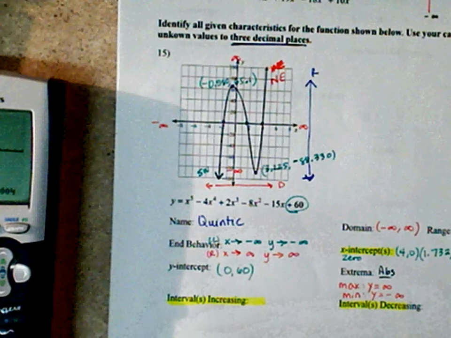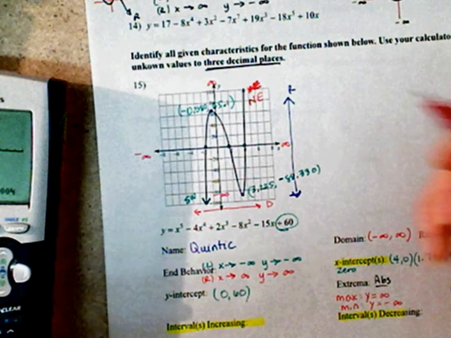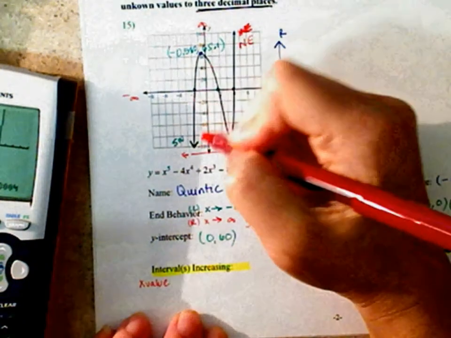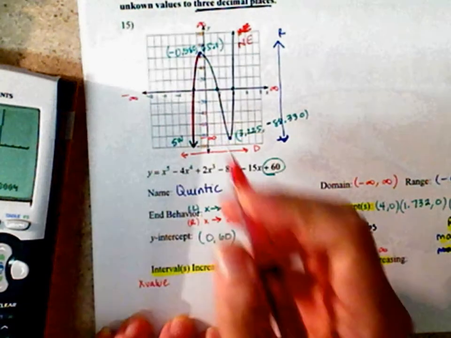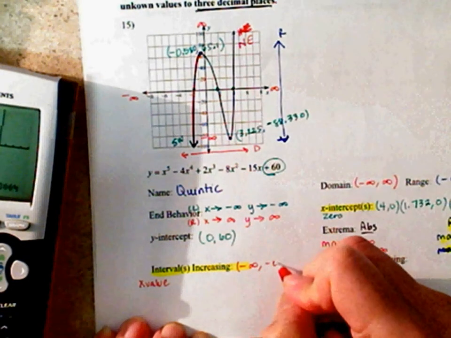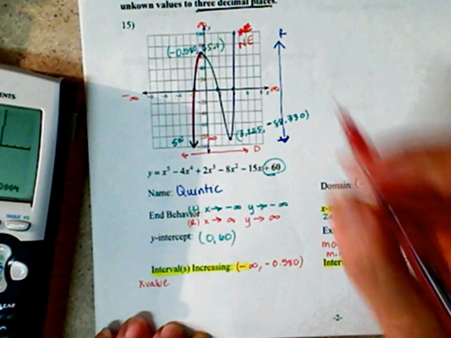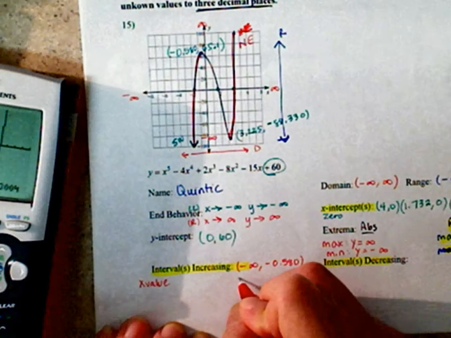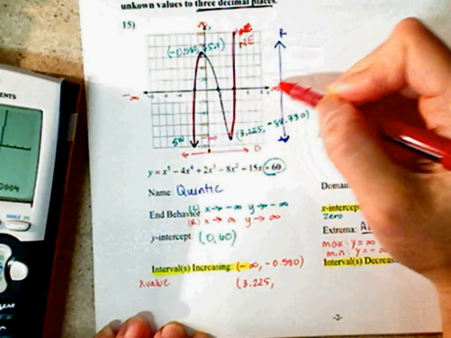Now, interval increasing. Where do you see increasing? This is always your x value. Okay. What do you see increase? I see it from here up to here. Where is it starting from? Negative infinity. And it stops at negative 0.580. Always your x value. I see another increase right here. See it? Where does it start? At 3.225. Continues on forever. Continues all the way to the right forever and ever. Positive infinity. Okay?